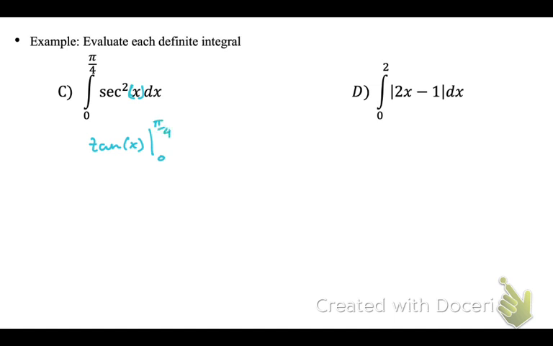So the tangent at pi over 4 is 1 minus the tangent at 0, which is 0. So the area is 1.